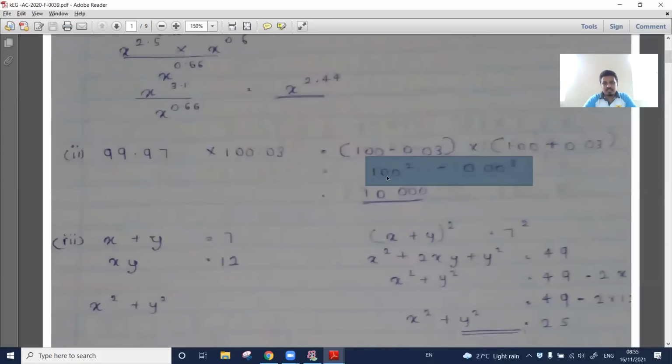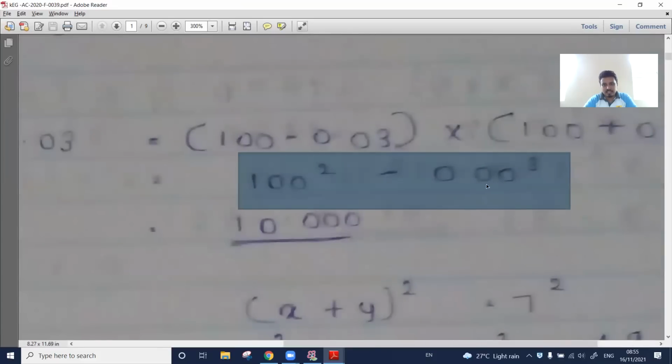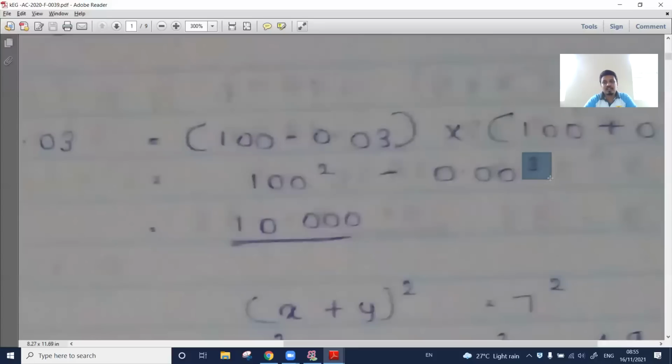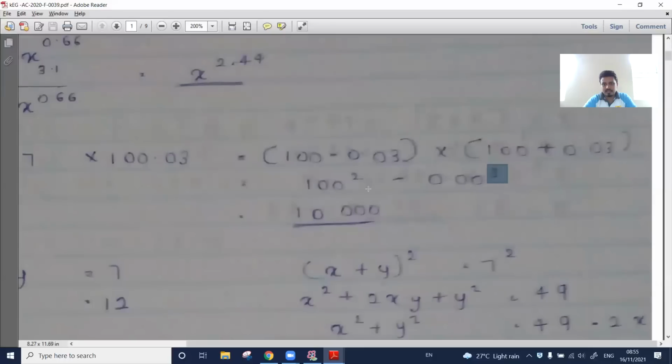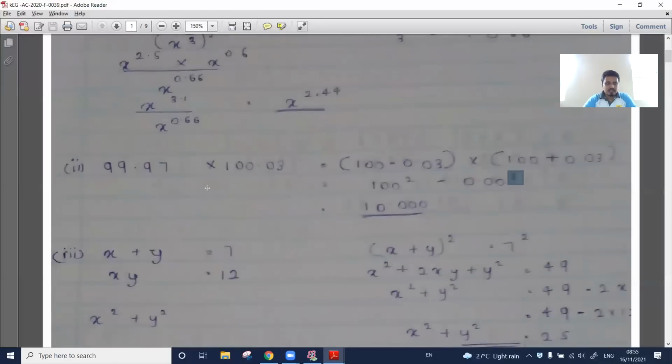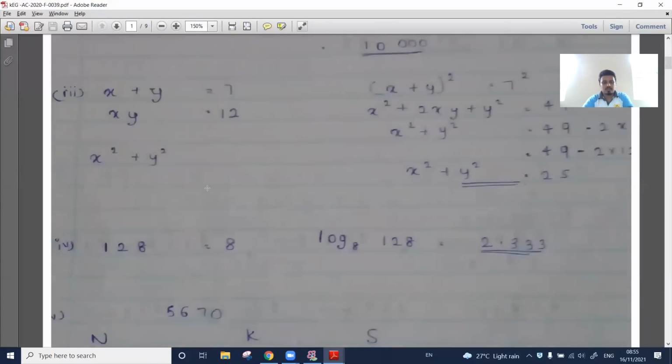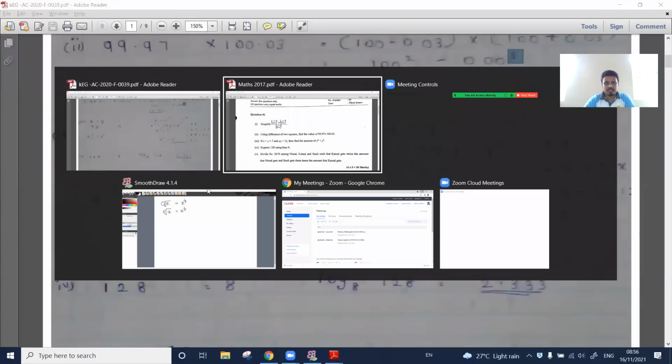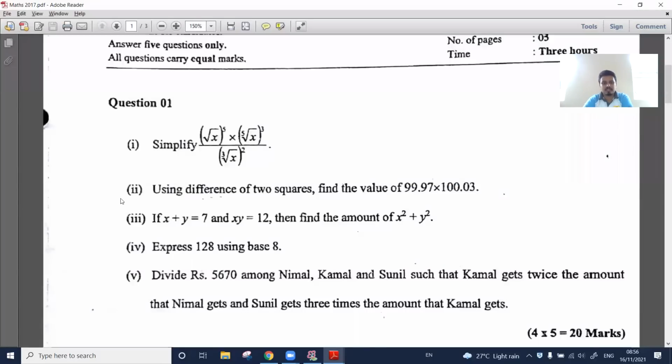Okay, so if you have expressed the answer as 100 squared minus 0.03 squared, the power value in the difference of two squares, the square of the second term, must also be a square. So it should be 0.03 squared. Okay, so that is part 2. If you got it correct, allocate 4 marks.